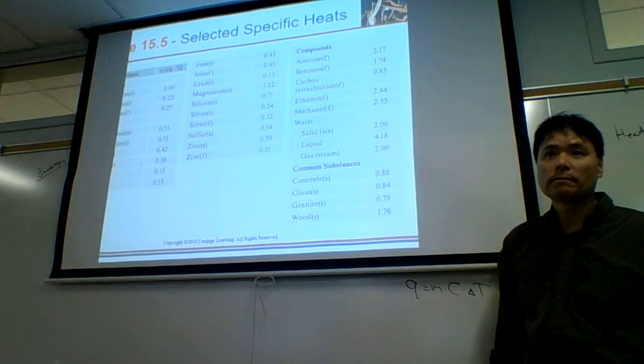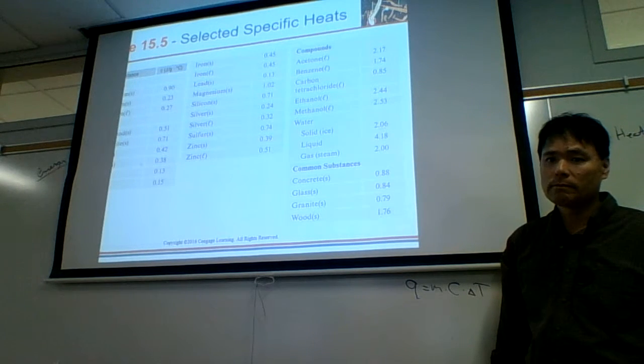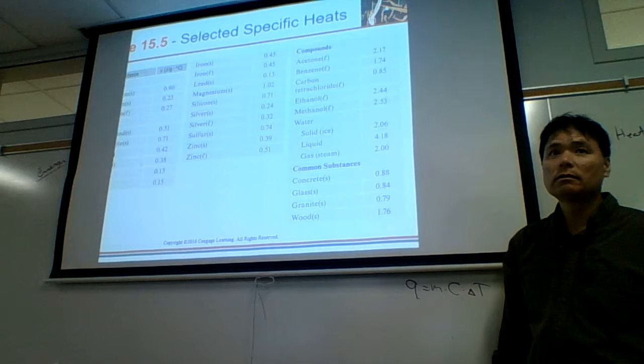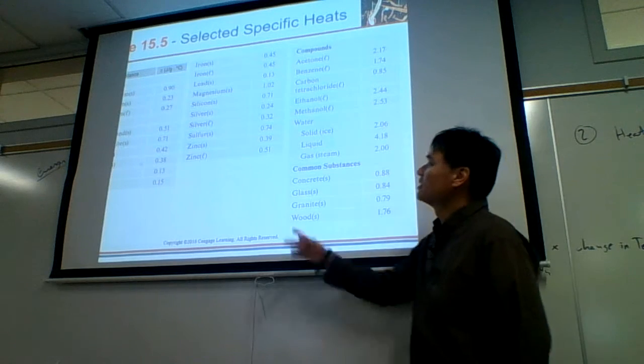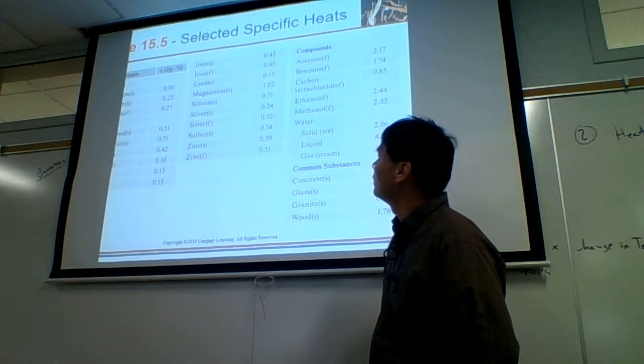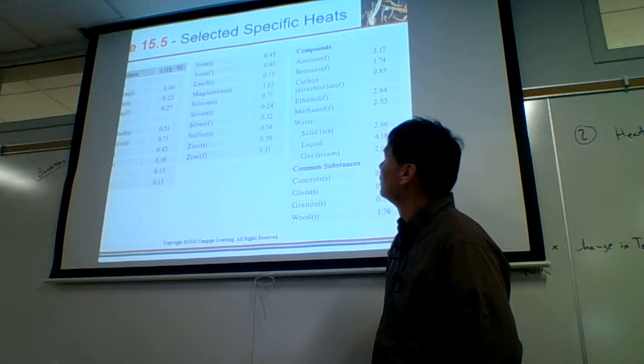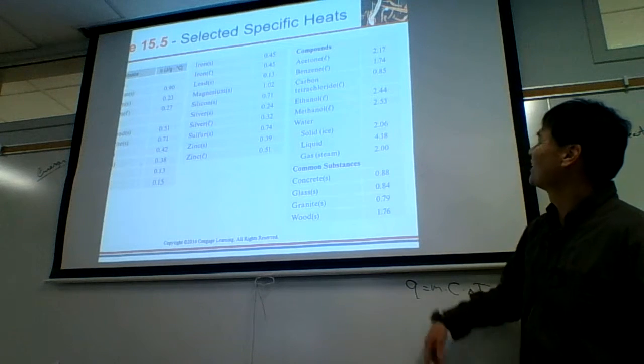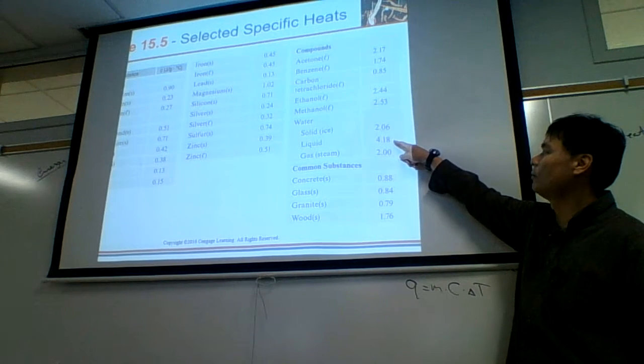Look at this. The lowest specific heat is, the lowest is going to be the smallest number. What is the smallest number? Lead. Lead is 0.13. What is the highest? Magnesium. Well, actually, the highest is water, 4.18.